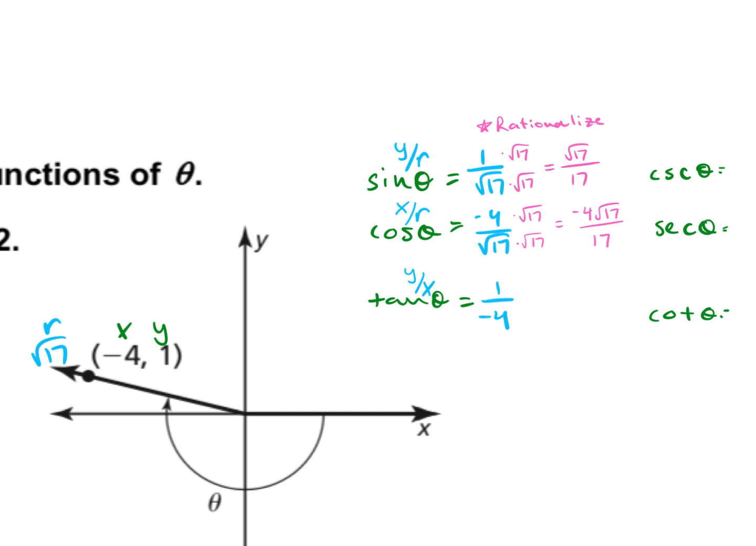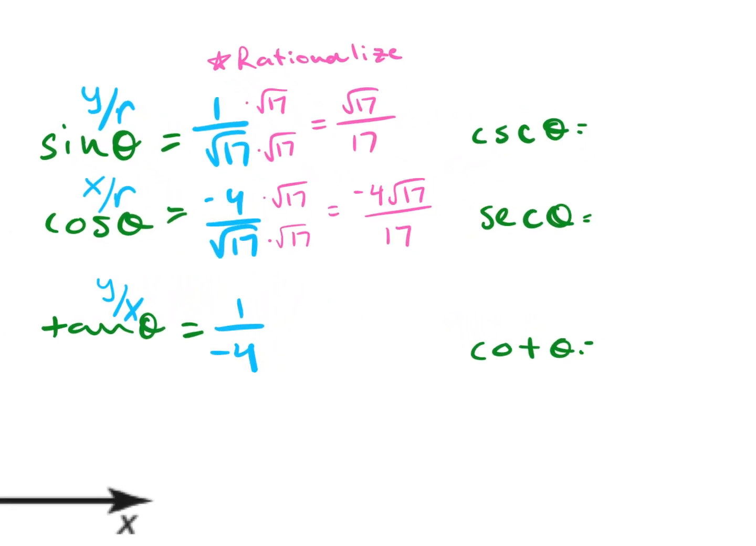Now let's find our reciprocal function. So we're going to flip before we rationalize, because there's no point of rationalizing, then flipping it, ending up with the square root on the denominator again, and then having to rationalize again. So we're going to flip the original one. So we get square root 17 over 1, which would just be square root 17.